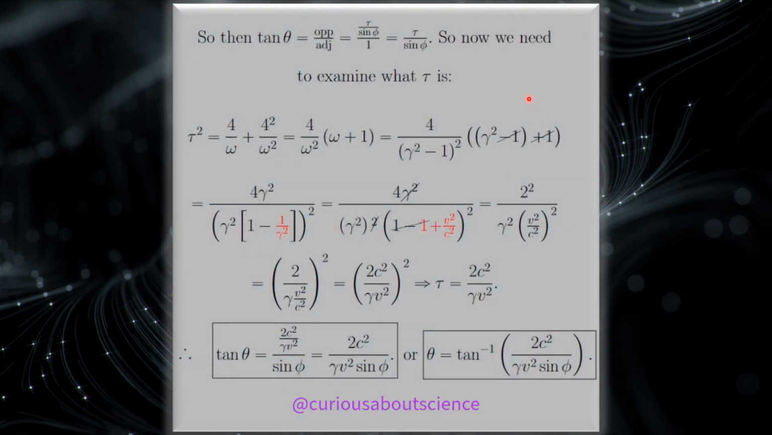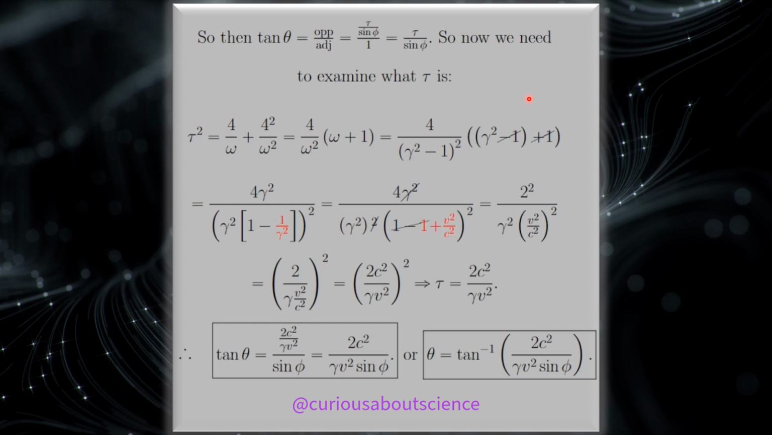If that's the case, and we see that with this triangle, we know that tangent theta is equal to opposite over adjacent, so that has to be equal to tau over sine phi. Now all we need to do is examine what tau is, which we saw earlier. Tau squared is equal to 4 over omega plus 4 squared over omega squared. So we could factor that 4 over omega squared out, and we see that we're left with omega plus 1. If we write these in terms of the gammas that we originally did the substitution on, which will give us back the angle or the speed and whatnot, we can do a lot of easy work with that.